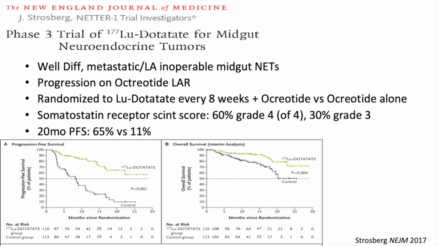The one key thing here, I want you to know this, that these patients all had to have a somatostatin receptor scintigraphy score, meaning basically octreoscan or dotatate scores of grade 4, which means they lit up a lot, or grade 3, which means they also lit up a lot. So basically almost all these tumors lit up on either octreoscan or dotatate. So you know they have somatostatin receptors. And then you give them this drug, and their 20-month progression-free survival was 65% versus 11% for octreotide alone. So the bottom line is this drug seems to work in patients who light up on dotatate, which makes sense.